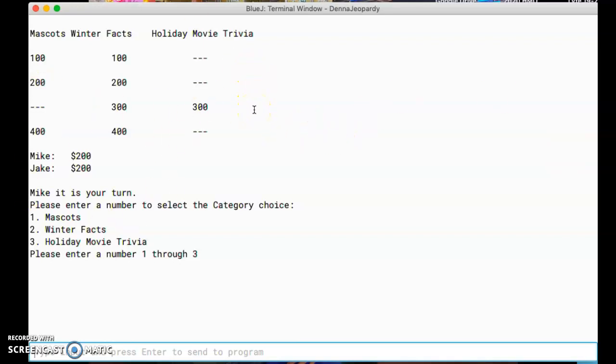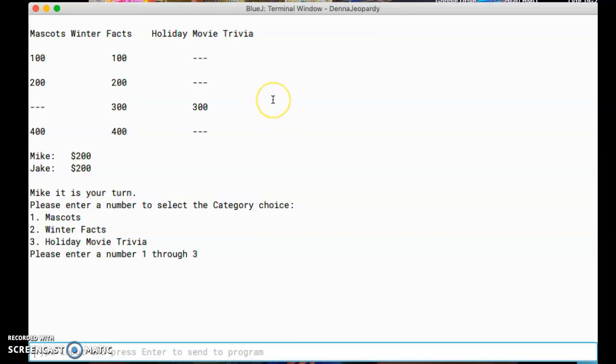So when you're creating your game, you have a lot of choices as to what you can do. You can have it be a 2-player game, such as I did. You can have it be a single player versus the computer, and have the computer randomly choose a question and then randomly choose an answer that goes with that question. You can also have it be a multiplayer game.